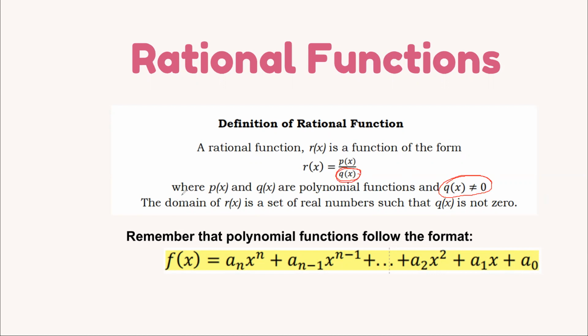So the domain for R of x, or for the rational function, is the set of all real numbers, except for the ones that make Q of x equal to 0. Okay? Remember that the polynomial functions P of x and Q of x should be of the polynomial form. So this is the general form. Both P of x and Q of x should follow this format.